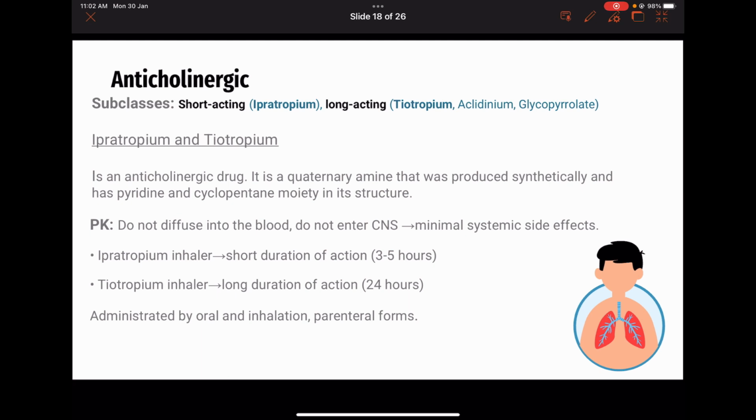Ipratropium, short duration, and tiotropium are anticholinergic drugs. It is a quaternary amine that was produced synthetically and has pyridine and cyclopentane moieties in its structure. Pharmacokinetics: it doesn't diffuse into the blood and doesn't enter the central nervous system. This leads to minimal systemic side effects. Ipratropium has a short duration, 3 to 5 hours, and the tiotropium inhaler has a long duration of action, 24 hours. They are administered by oral, inhalation, and parenteral forms.